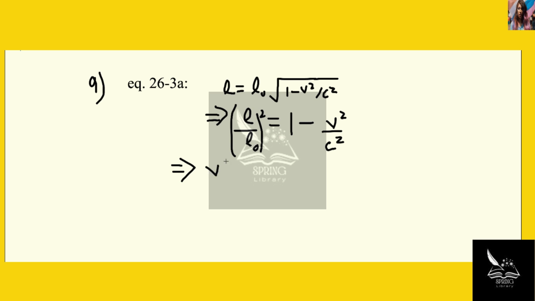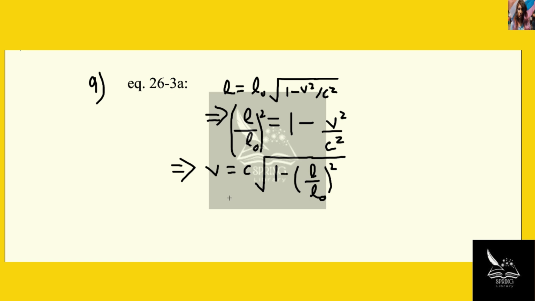So what you get is v equals, so move the v squared over c squared to the left-hand side, and the (L over L naught) squared to the right-hand side, and then make v the subject and take the square root of that. What you get is v equals c times the square root of 1 minus (L over L naught) squared.